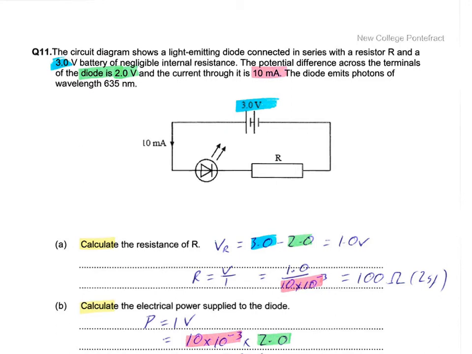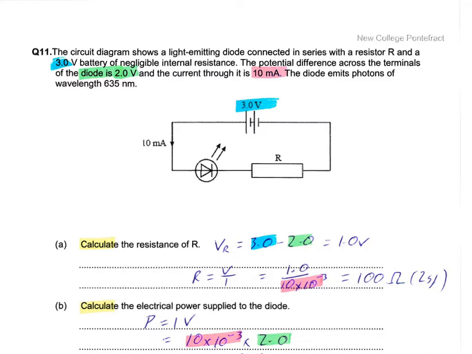So this is the electricity homework booklet question 11. We've got a circuit diagram showing an LED connected in series with a resistor and a 3-volt battery. There's the LED, there's the resistor. And the first thing we're asked to do is to calculate the resistance of R.